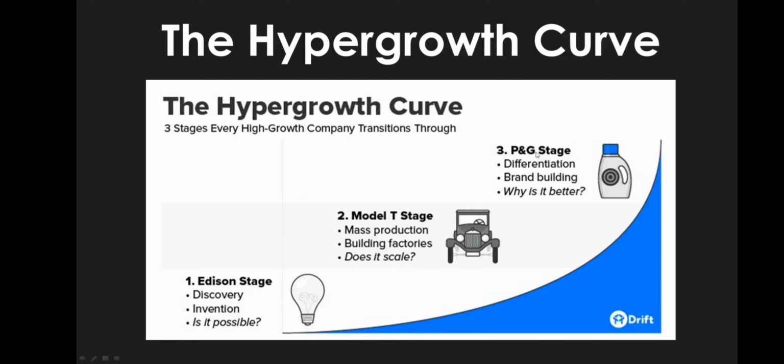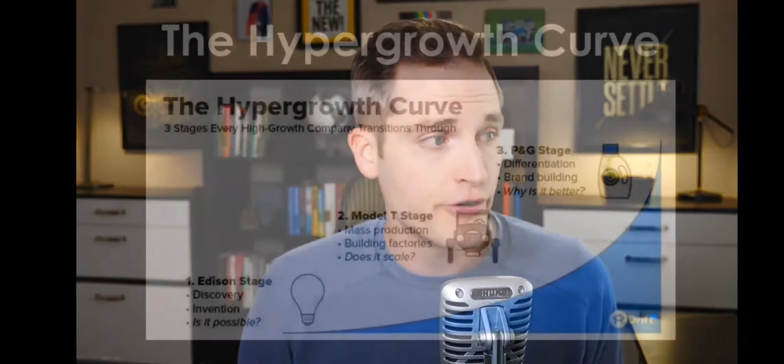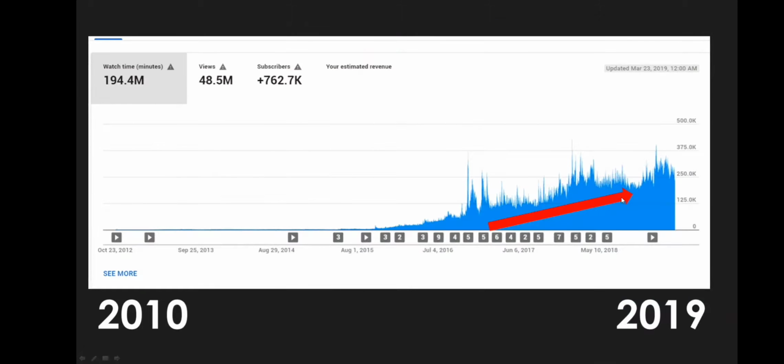And then eventually you get into the P&G stage, Procter & Gamble, right? Differentiation, brand building. Why is it better? And that's that steep part. And we've kind of been in it, but we're sort of going into it now. Our goal is to get you through these stages, to get you into growth mode, and to be doing the right steps and the right actions and making the right moves for your brand at each phase to hit that hypergrowth.